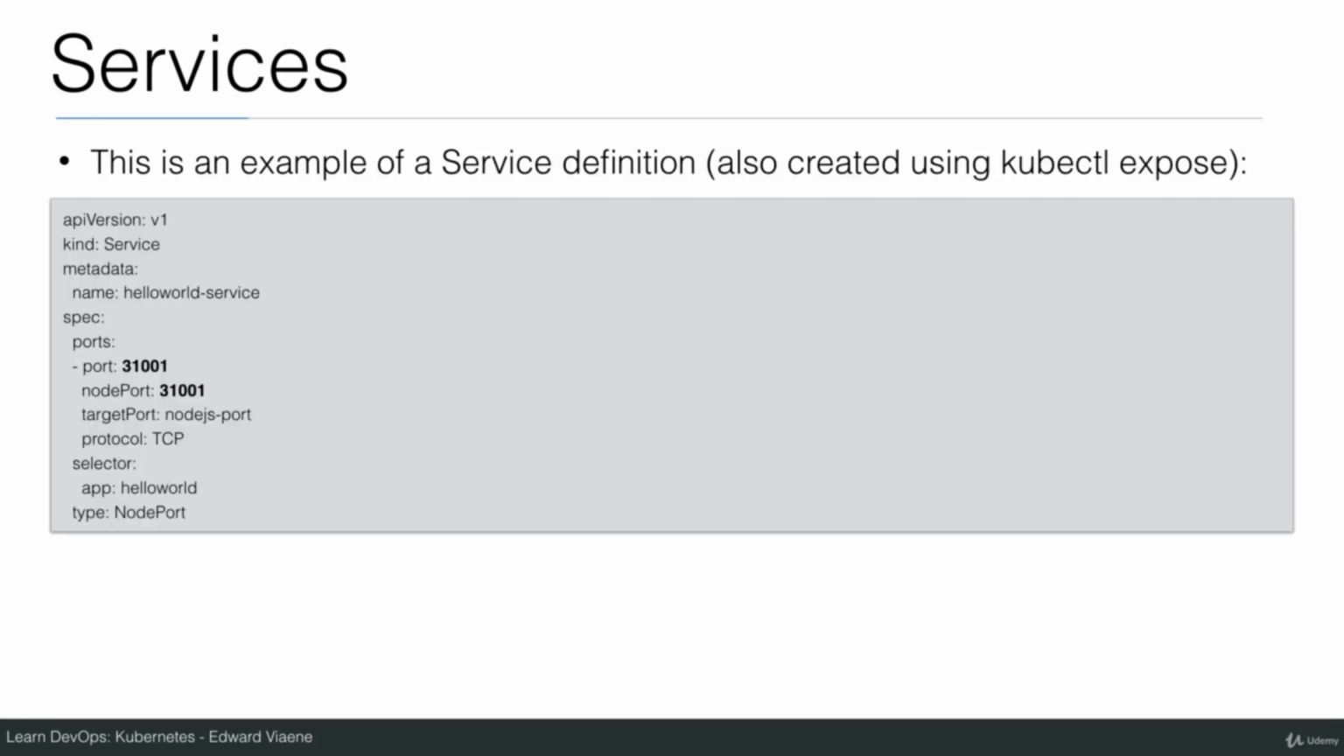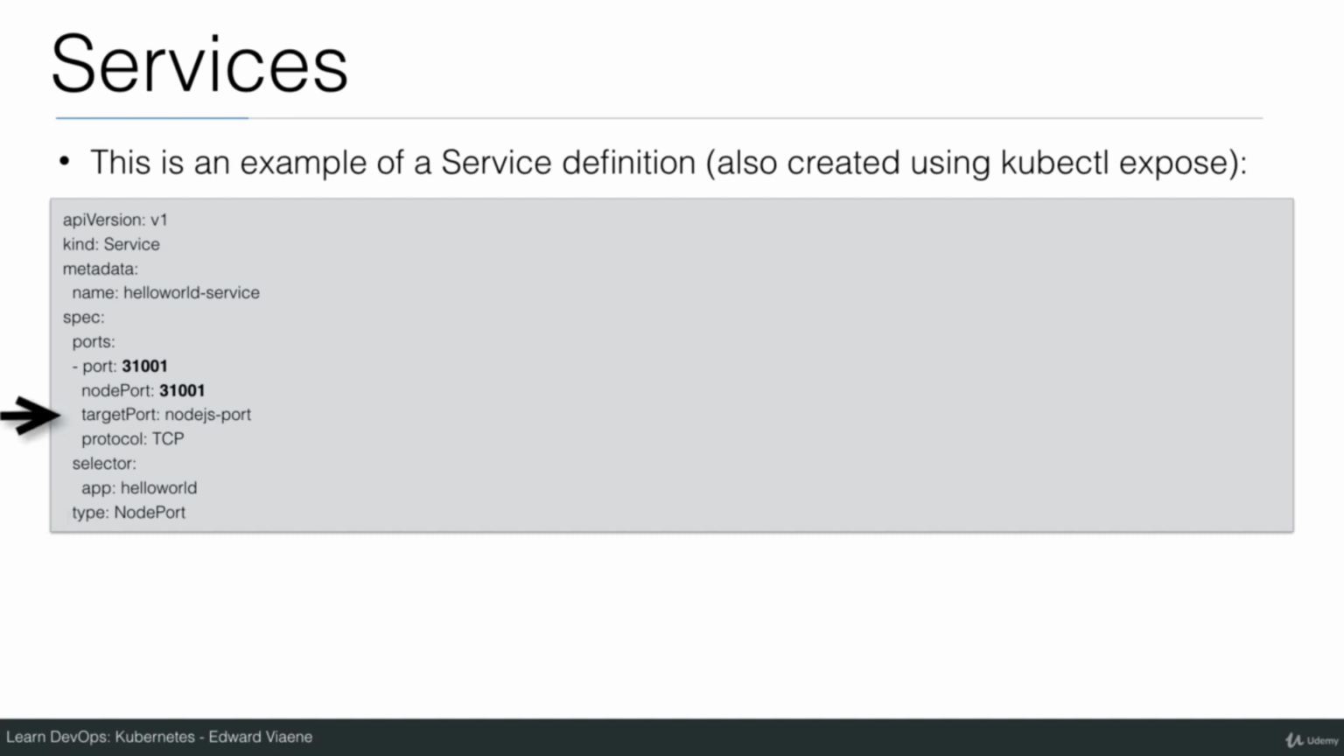This is an example of a service definition. You could also create the same service using kubectl expose. It does the same thing. It has API version 1. The kind is service. It has a name, Hello World Service. And in the specification, we're going to define the port. The port that we're going to use is 31001, and it's going to be a node port. So you see at the bottom here, this service is of type node port.